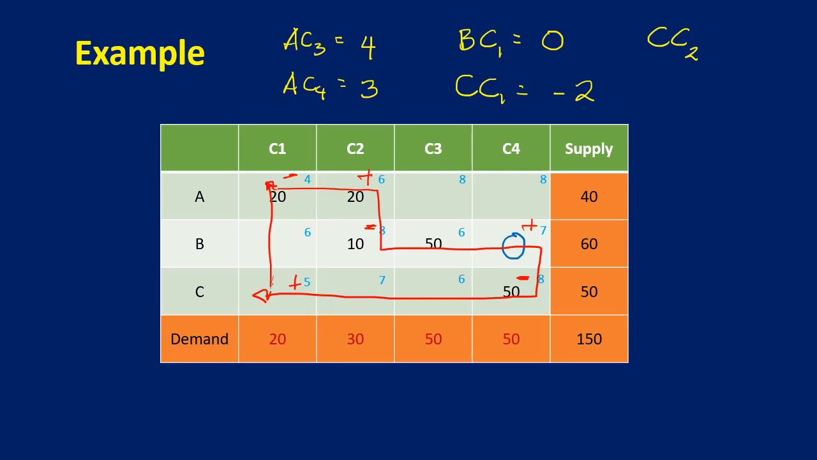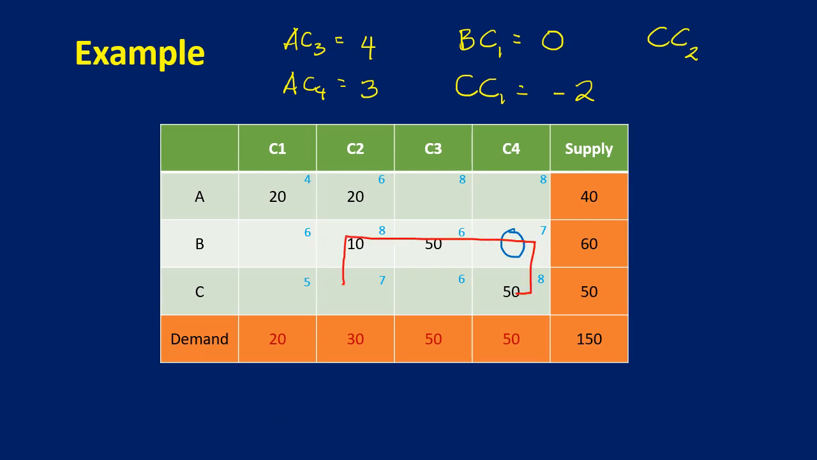For CC2, let me erase everything here again. Don't forget that we had our fake shipment here at 0. And then next after CC1 is CC2. So what is our strategy? This one, correct? So go from here to there. So 7 minus 8 is -1, plus 7 is 6, minus 8, that's -2.